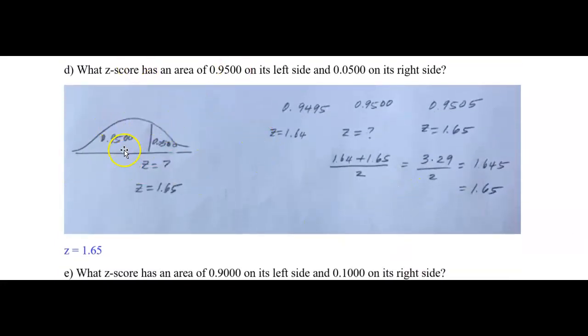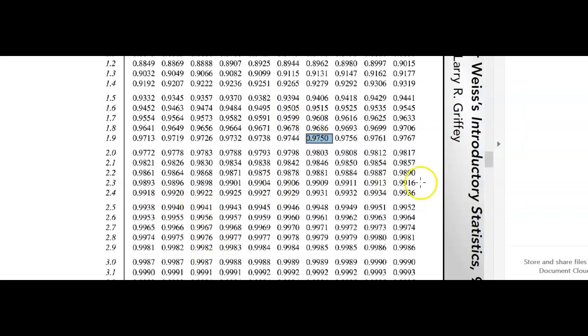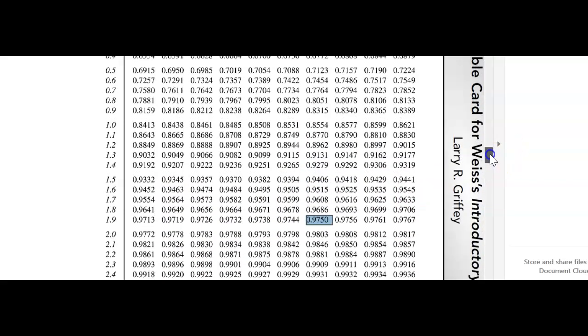What z-score has 0.9500 on its left side? That's like saying it has 95% on its left side and 5% on its right side. So we must always look for the area on the left of the z-score. When we want to find the z-score, you have to look for the area that's on the left of it in that table. So we look for 9500.